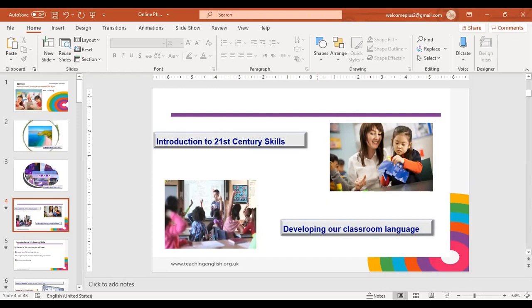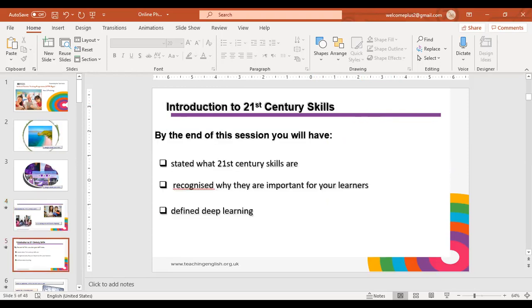Okay. In this photo, as you see, we have this phrase which says developing our classroom language, and this is a really important thing that we need to work on through all that we are going through these days. In this part, we will cover three main points: what the 21st century skills are, recognizing why they are important, and defining deep learning.